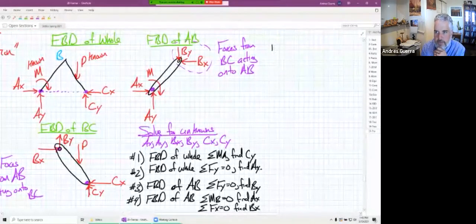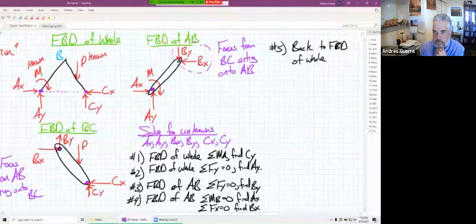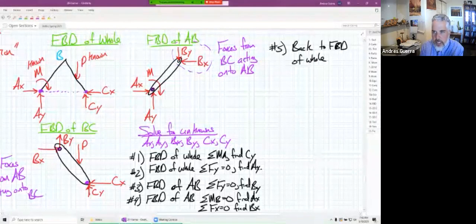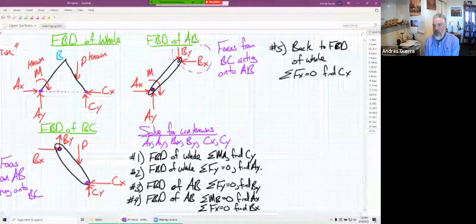And then number 5 here, we could go back to the FBD of the whole. Now that we know AX, we can do sum of forces in the X equal to 0, and we can find CX. And so now we've solved for all of our unknowns.